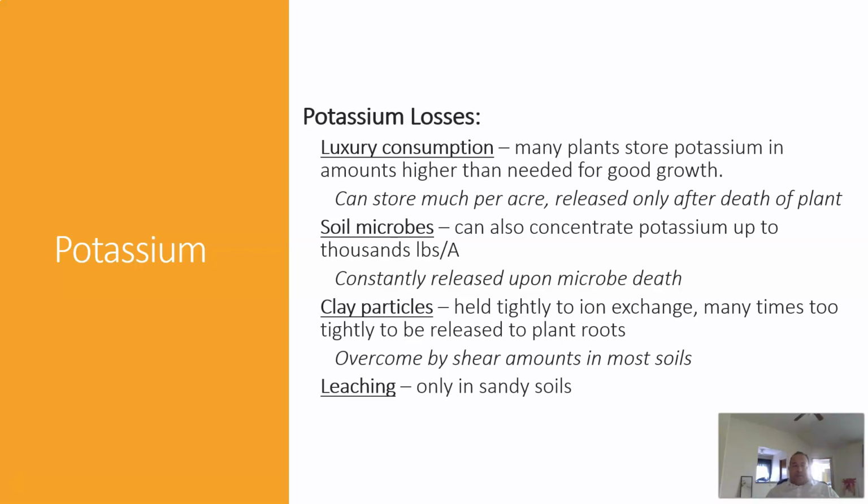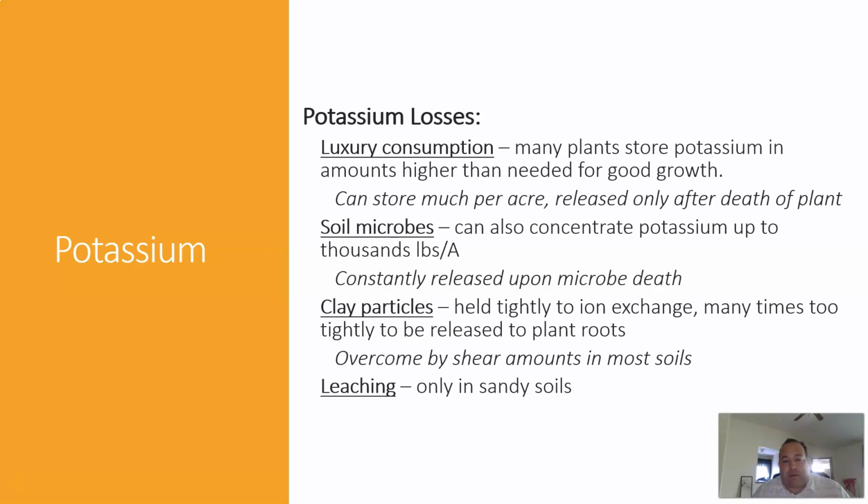So, specifically in terms of losses of potassium, you could have what's called luxury consumption. Many plants will just store potassium in higher amounts than needed for good growth, and they can store a lot per acre, and it's only released after the death of the plant. So basically, they're hoarders. They say, well, I might need this someday, so I'm just going to hold on to it. You can also lose it through the soil microbes, which can concentrate potassium up to thousands of pounds per acre, and then also release it upon death, this time of the soil microbes.